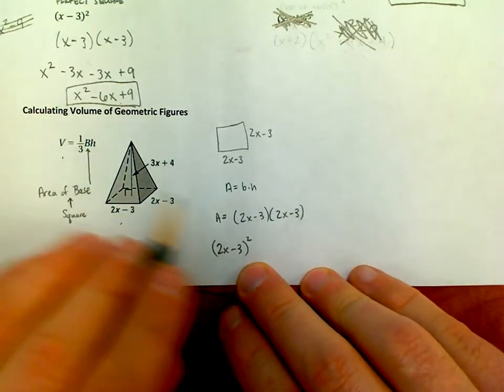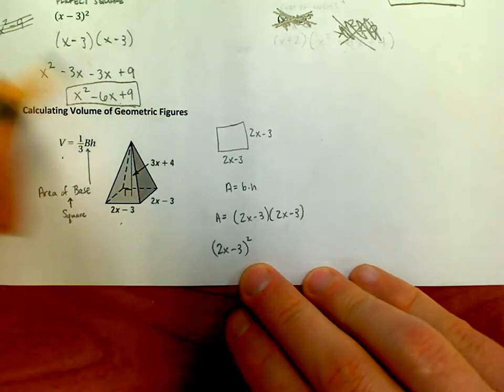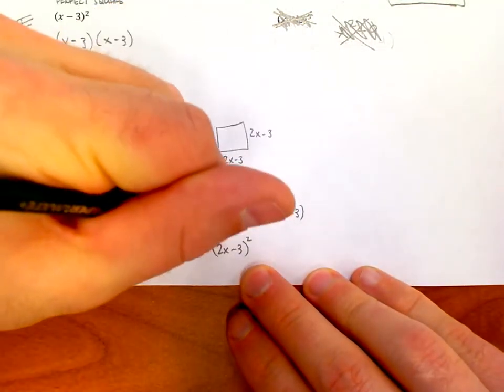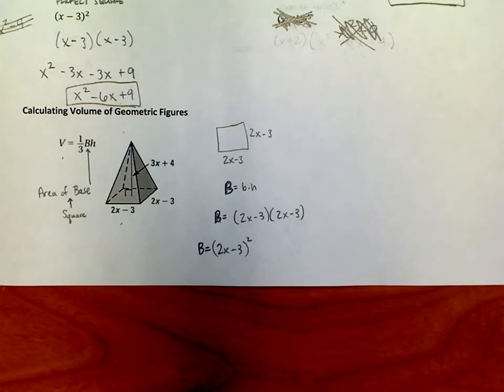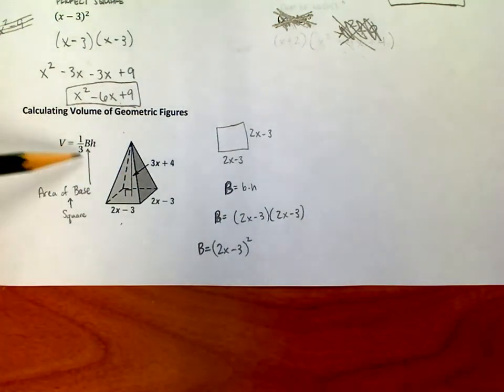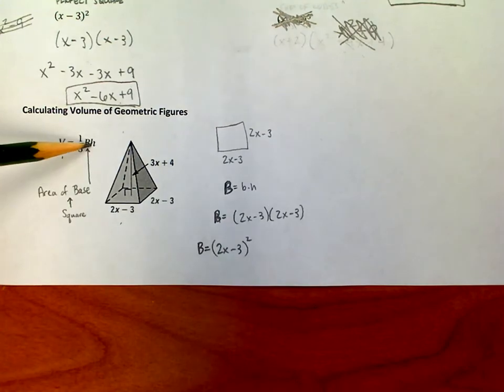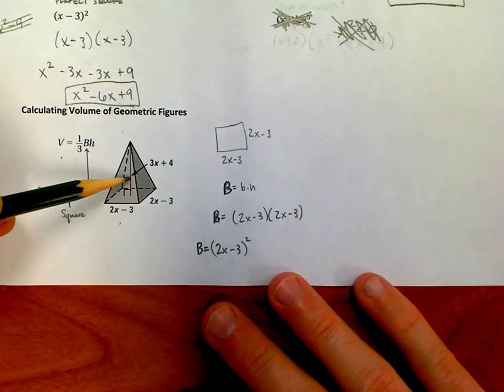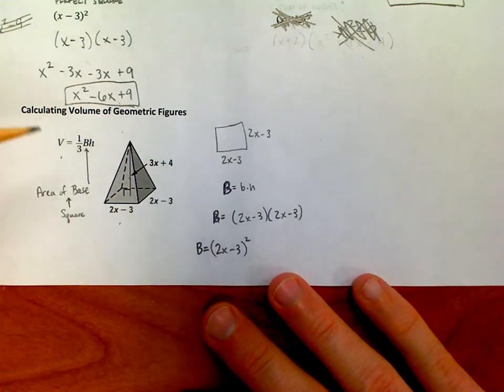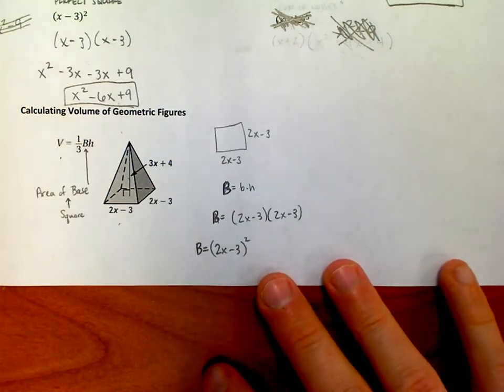Maybe I should have used capital B instead of capital A here. A for area. We can call it capital B if we want to instead. Maybe that makes it a little bit more sense, right? So we're pretty close. Now all we need is the vertical height, okay? And you can see here that they've actually given us the vertical height. It's 3x plus 4. Okay, so great. That means that we're ready to go then.